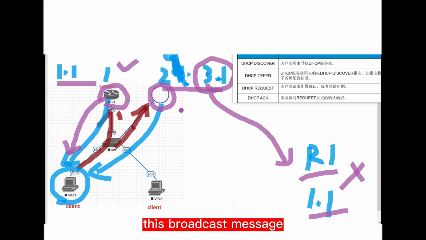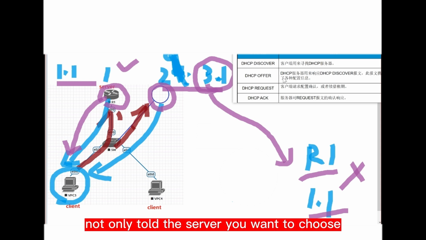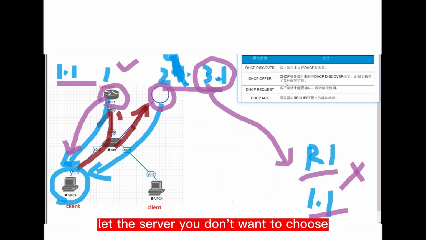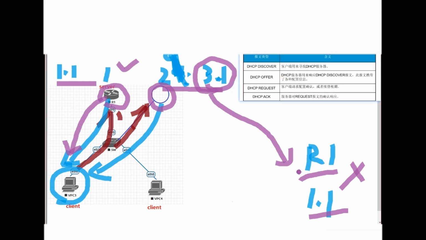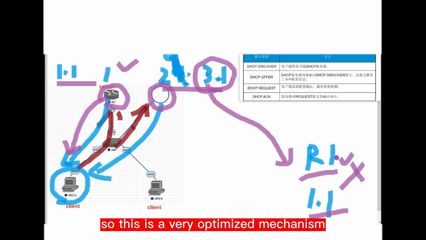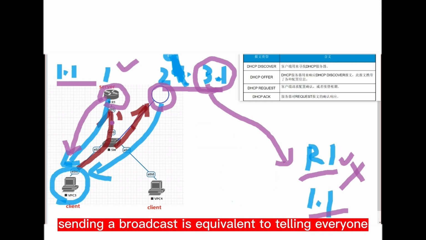This broadcast message not only told the server you want to choose, but also let the server you don't want to choose know that you are not selected. So this is a very optimized mechanism. Sending a broadcast is equivalent to telling everyone.